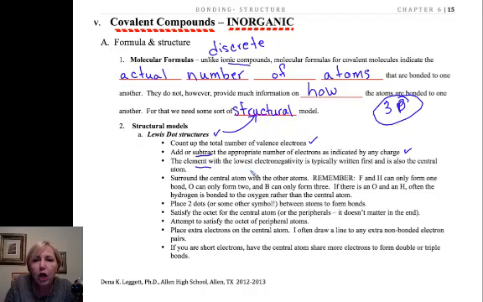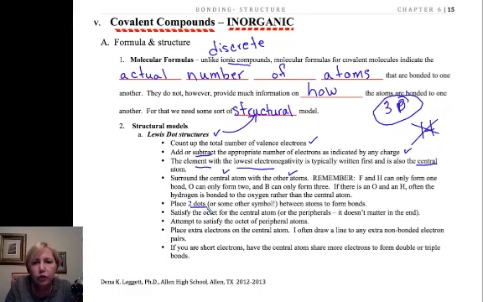The element with the lowest electronegativity is typically the central atom. There's a few exceptions. Hydrogen can never be a central atom, for example, even if it's the lower electronegativity. Typically, it's the element that's written first that is the central atom. Then you surround the central atom with your peripherals. We call them the peripheral atoms, the ones that go around the side.